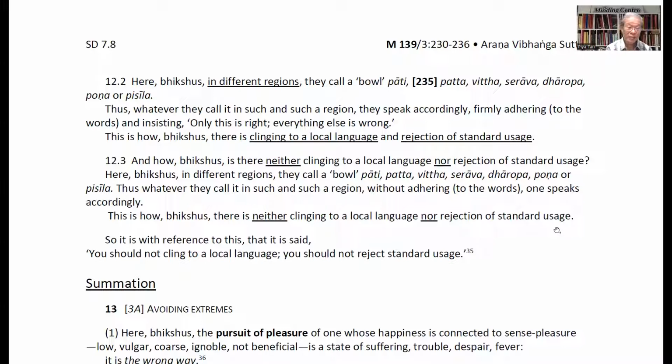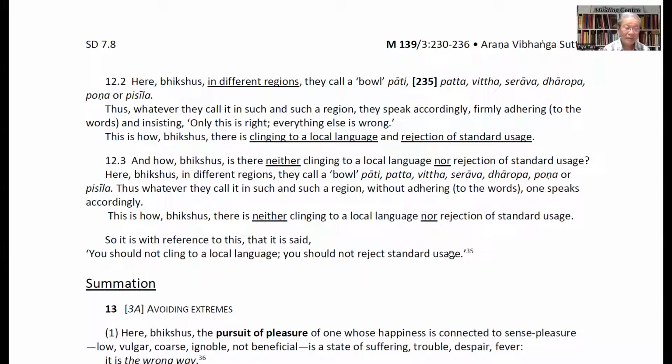Know when to use the proper word, when to be flexible so that people can understand it, right? So it is said with reference to this, you should not cling to a local language. You should not reject standard usage, right? So in other words, even if you're speaking to a special group, you can also use other words so that they have a better idea. If they cannot understand one word, they can guess or at least understand the other word that you use.